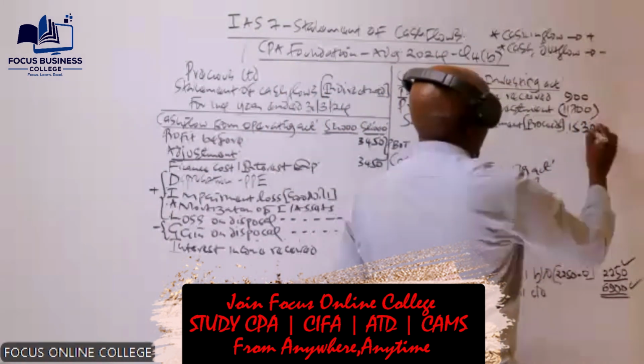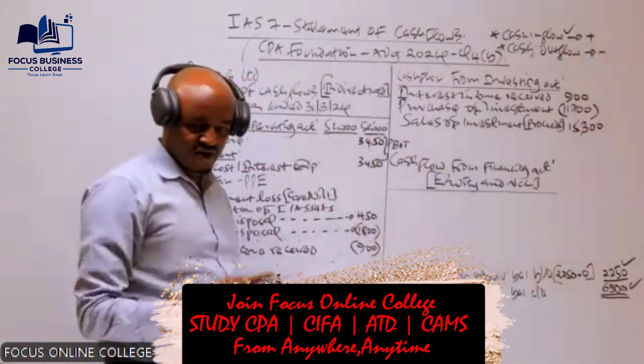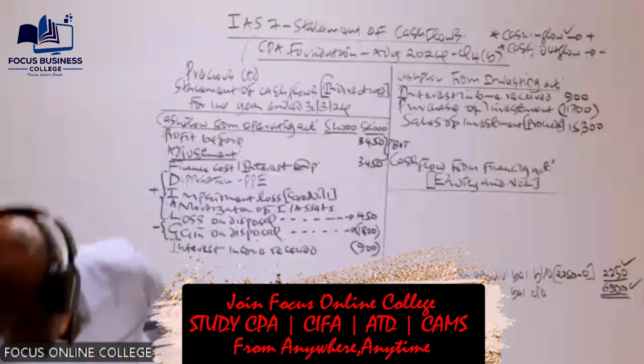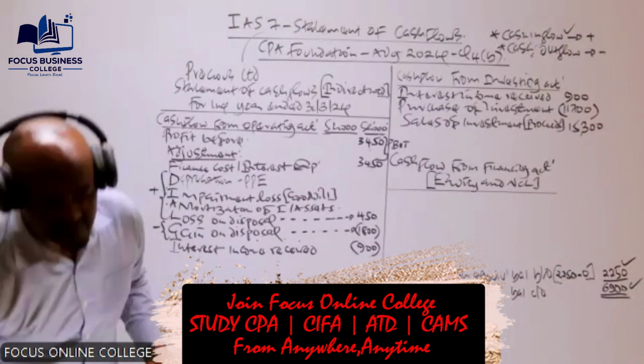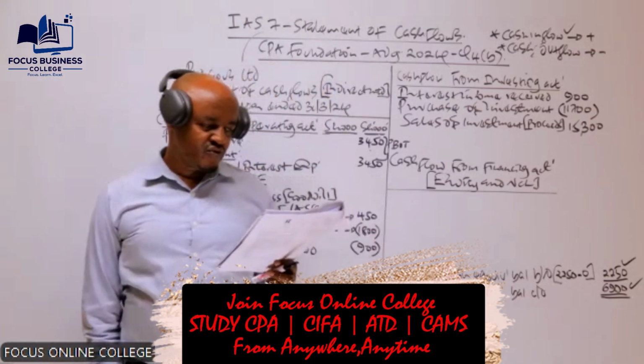15.3 is an inflow. When you sell an asset, you receive money. That is what we need to recognize here. So we are done with that. Let's move to note number 3.